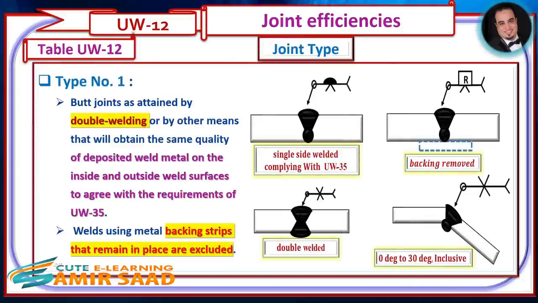Type number 1. Butt joint is attained by double welding, or by other means that will obtain the same quality of deposited weld metal on the inside and outside weld surfaces to agree with the requirements of UW-35. Welds using metal backing strips that remain in place are excluded.